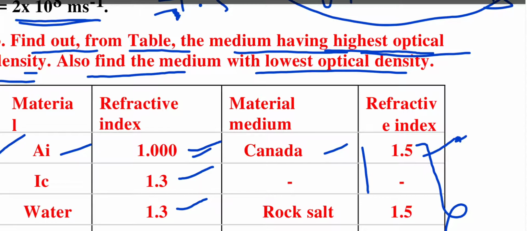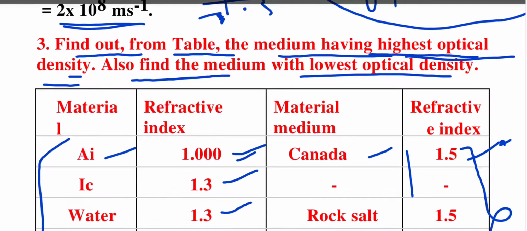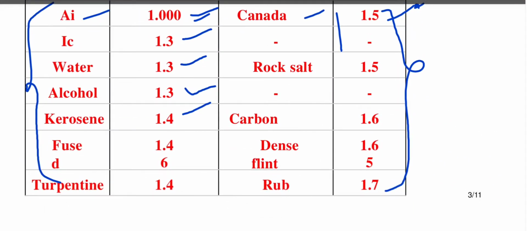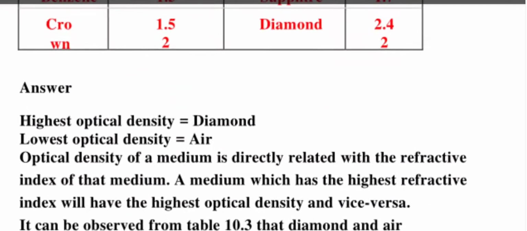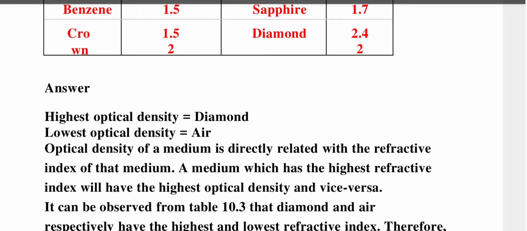So if optical density is more, then refractive index will be more. If optical density is less, then refractive index will be less. So it is that simple. So we can easily say, diamond is having highest refractive index, it is 2.42. So lowest refractive index is air. So highest optical density is diamond, lowest optical density is air.